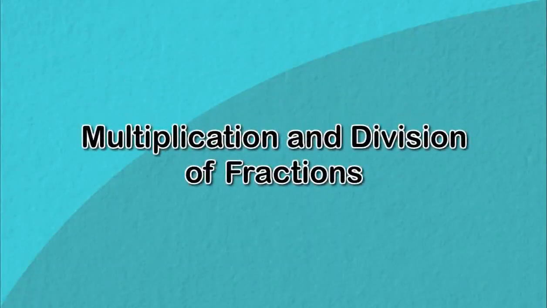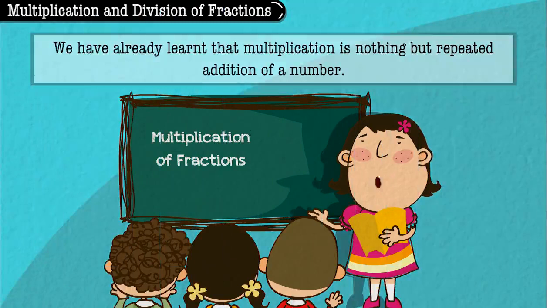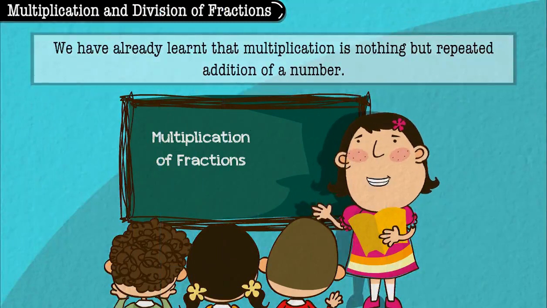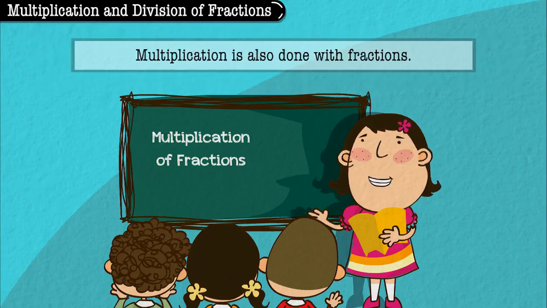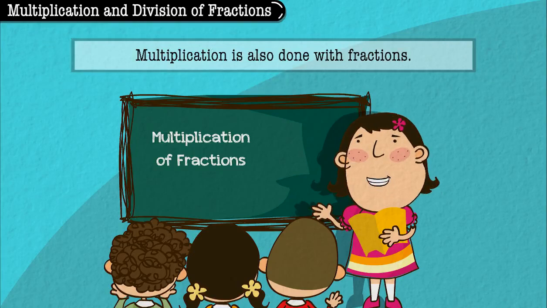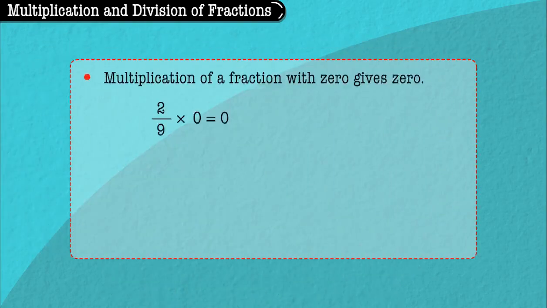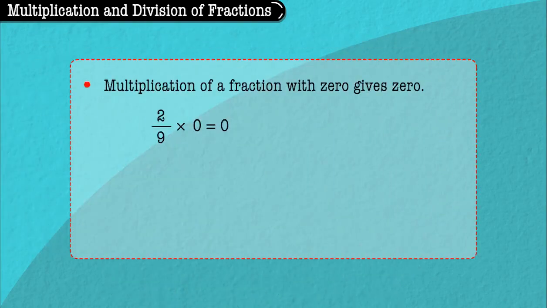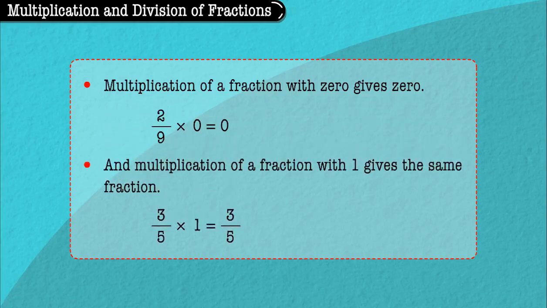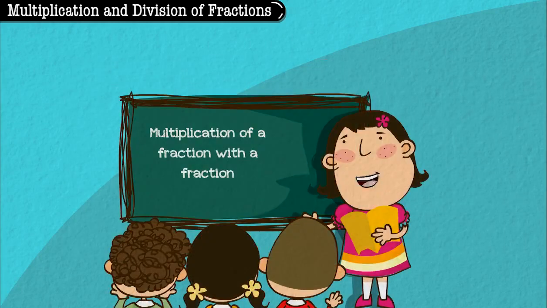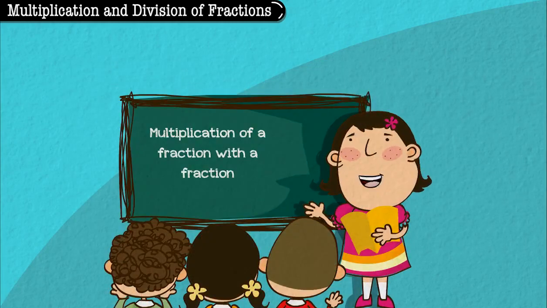Multiplication and division of fractions. We have already learned that multiplication is nothing but repeated addition of a number. Likewise, multiplication is also done with fractions. Multiplication of a fraction with 0 gives 0, and multiplication of a fraction with 1 gives the same fraction. Let's see the multiplication of a fraction with a fraction.